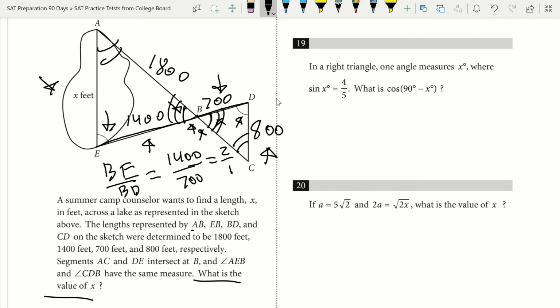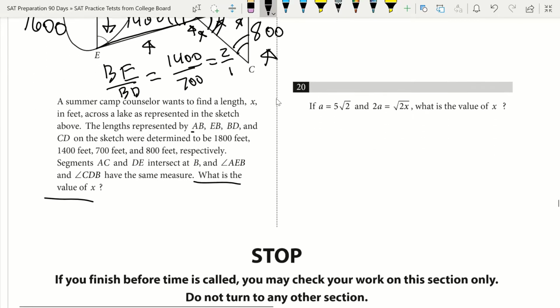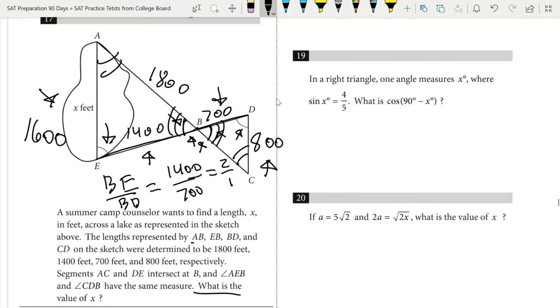Since this is 800, I just have to double that, and that's going to give me 1600 over here. So my answer for the value of x is going to have to be 1600, right? And I'm going to slow down and give you a bit more on that right now, because I want you to really understand what I just did.